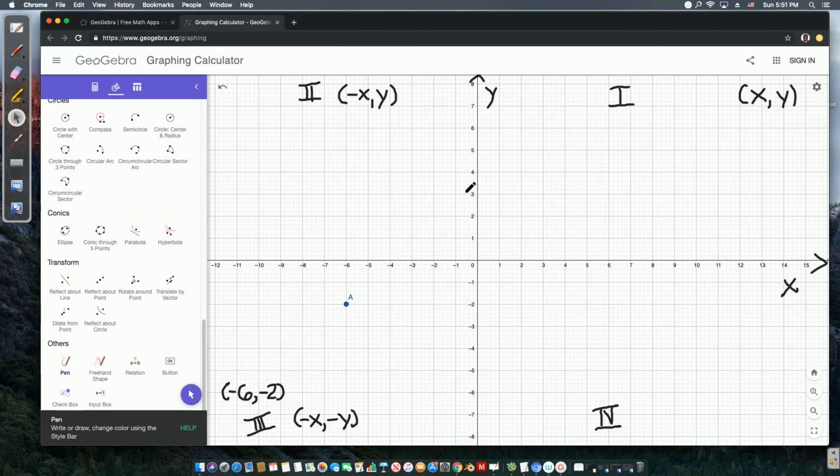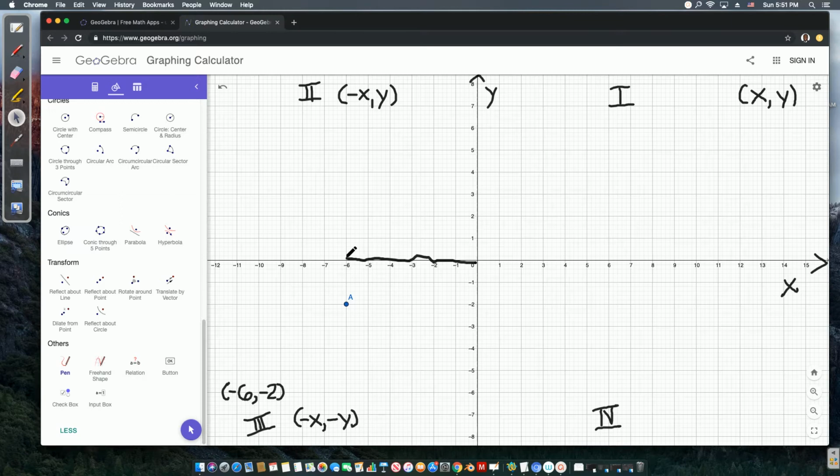Okay, so starting from the origin, we're going to go towards the left. So we're going to go a distance of 1, 2, 3, 4, 5, and 6. For the y, we're going down, keyword down, a distance of 2. So we go 1 and 2. And so the point A here represents the coordinates minus 6, minus 2.